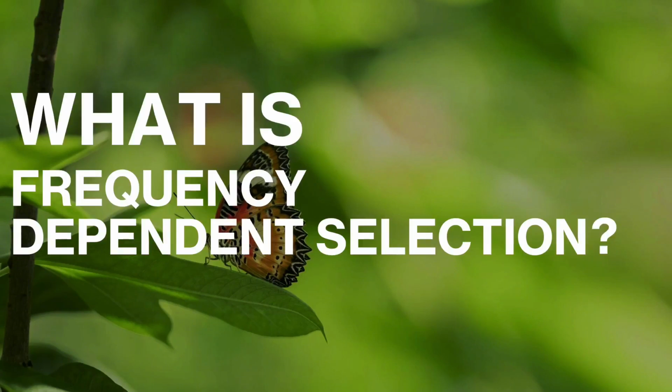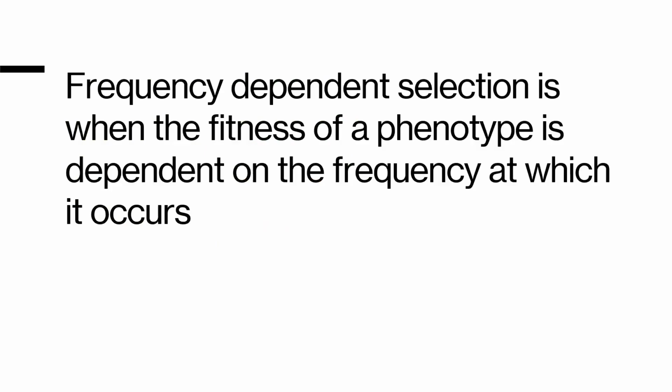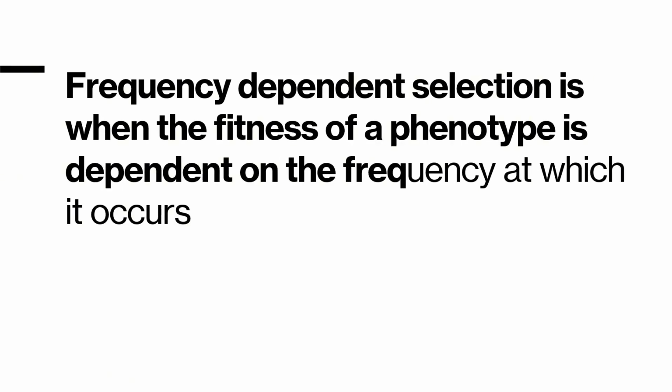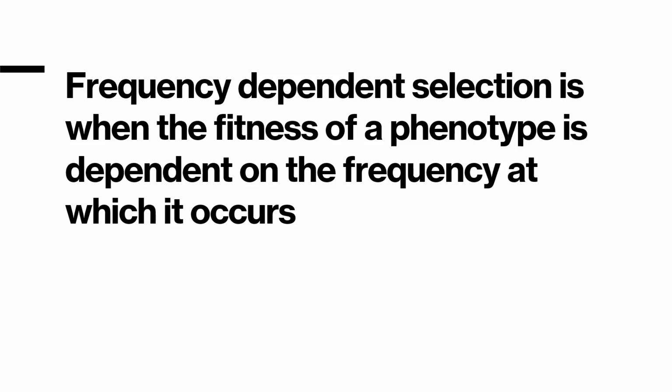What is frequency-dependent selection? Frequency-dependent selection is when the fitness of a phenotype is dependent on the frequency at which it occurs. In other words, the abundance of a phenotype impacts its fitness.